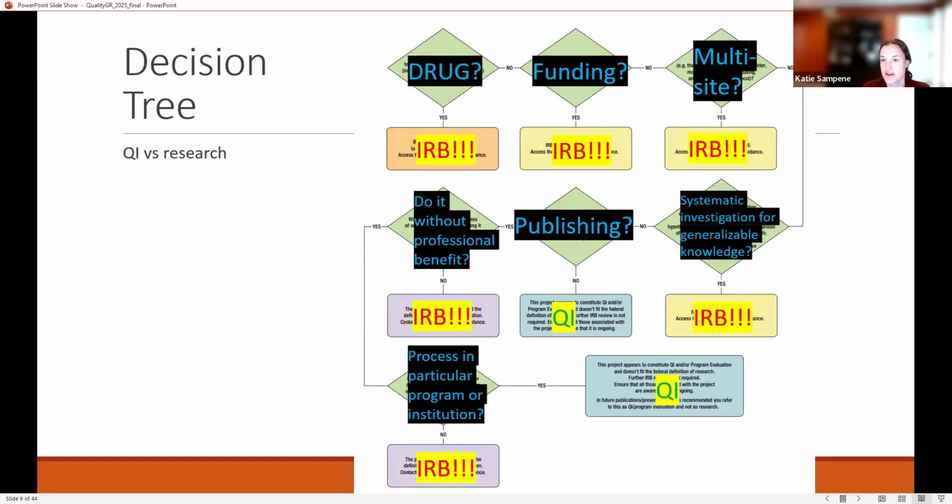If you're going to do it anyways, you're like, well, I'm doing this project. I hope it works out. This is what I'm doing for my population to try to make their care better. Hey, if it's publishable, that's great. And if not, I'm still doing it. Then you can move on. And if it's in your particular institution or program, then it's QI and you're good to go.